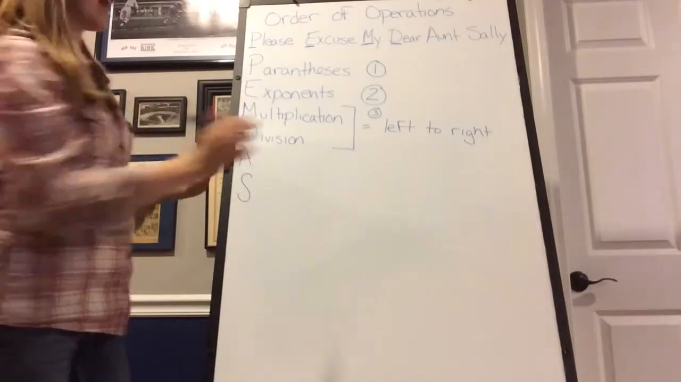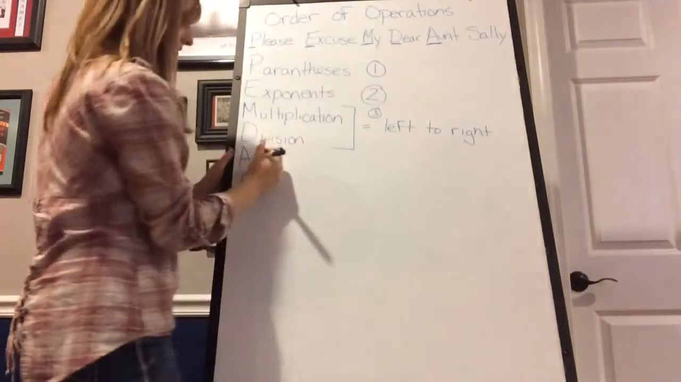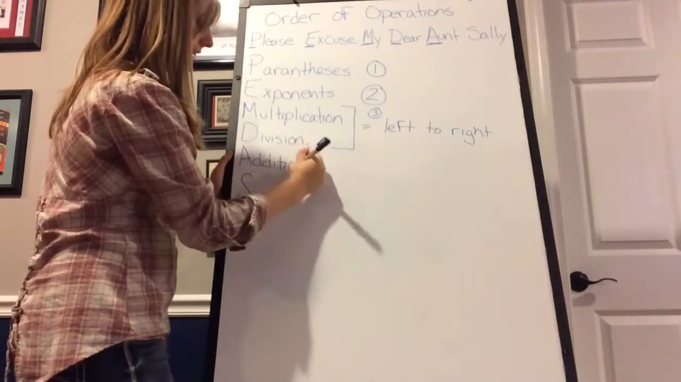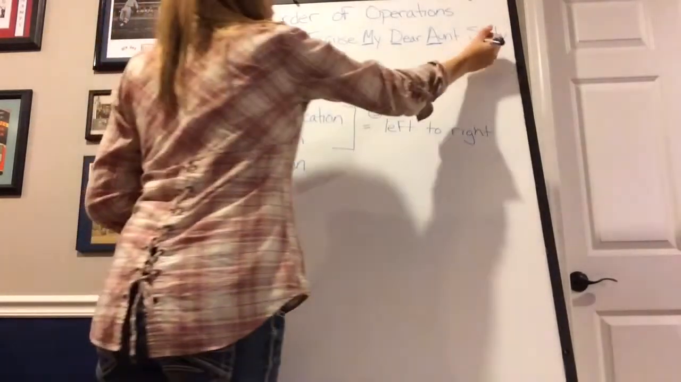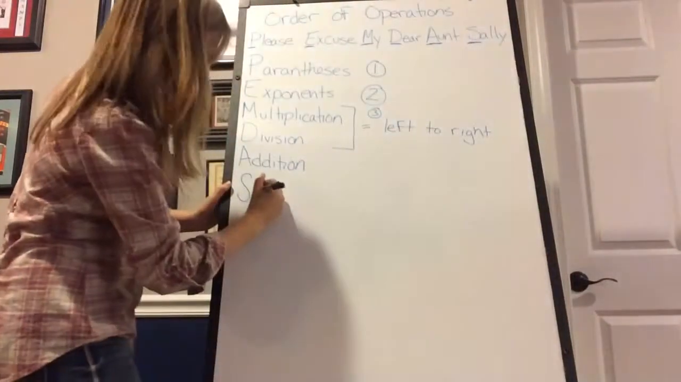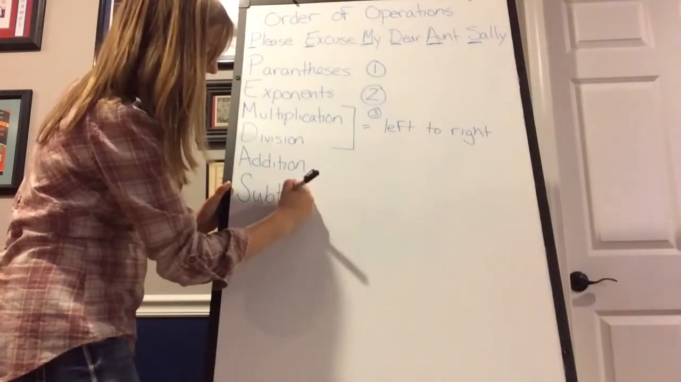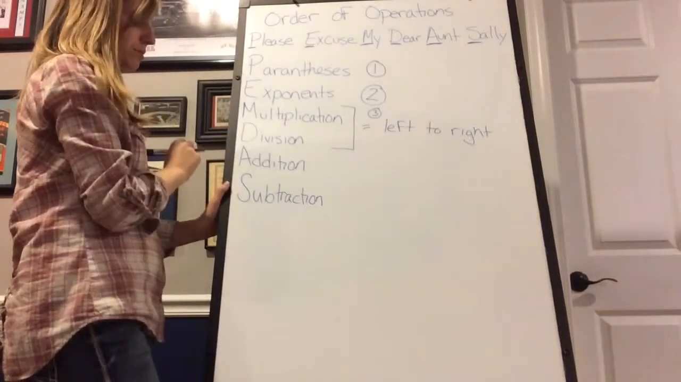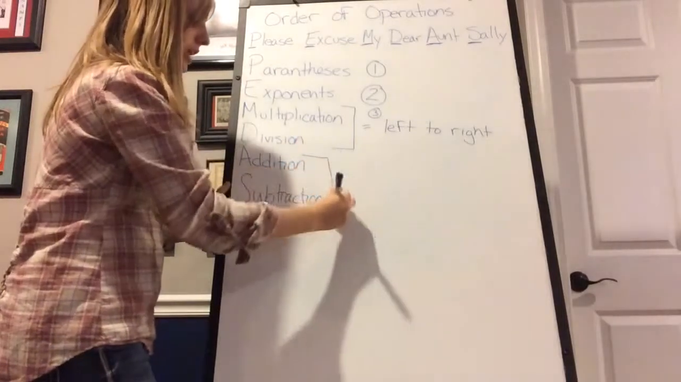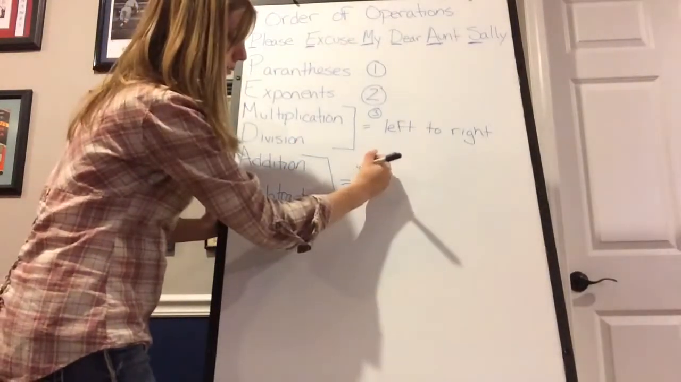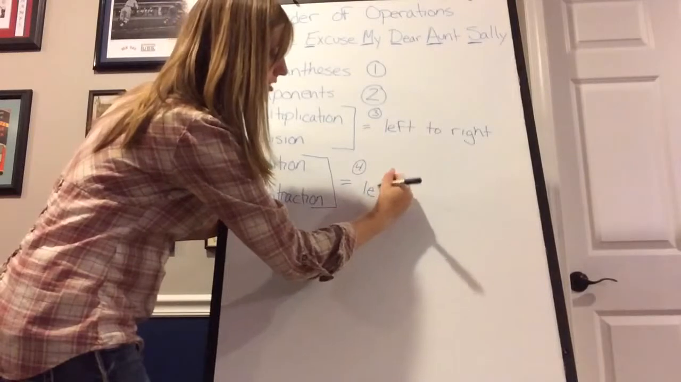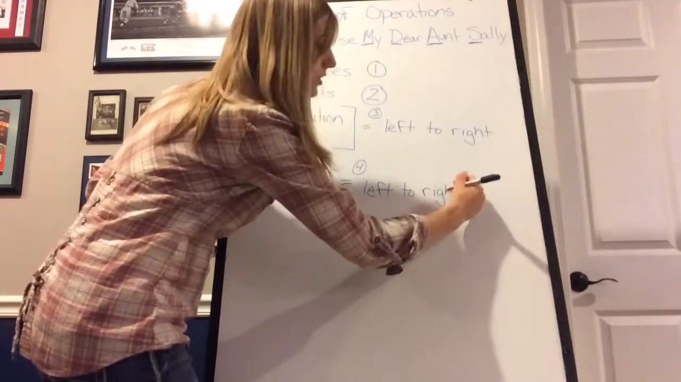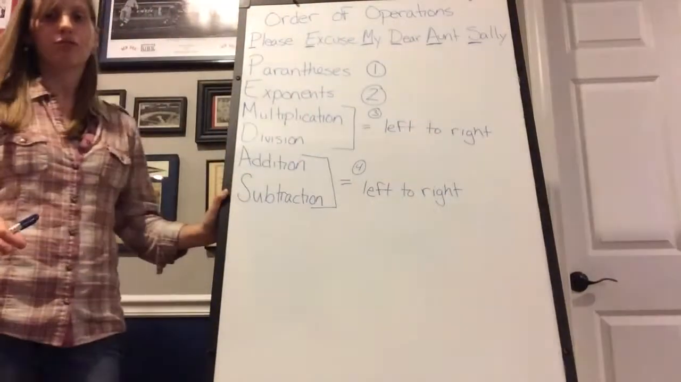The next one, A, for aunt, stands for addition. Now I'm going to go ahead and talk about addition and our last letter, which you probably guessed, Sally, S, stands for subtraction. The reason why I'm talking about them together is because they're very similar to multiplying and dividing. Addition and subtraction are of equal importance. So just like multiplication and division, you work them from left to right. Whichever one comes first in the problem, that's the one that you do first.